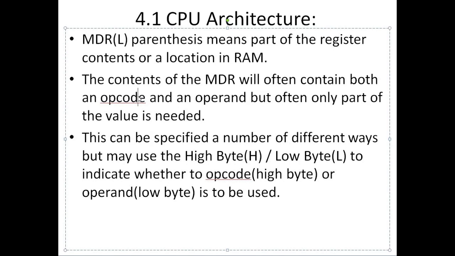However, the most common way is to use the term high byte, capital H, or low byte, capital L, to indicate whether the OP code is required or the operand is required. High byte over here means the left side of the code, or the OP code, and low byte, or capital L, means the right part or the right side of the instruction, which is technically the operand or the memory address.